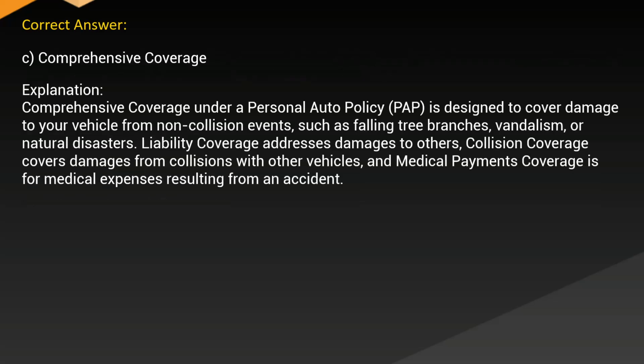Correct answer: C. Comprehensive coverage. Explanation: Comprehensive coverage under a personal auto policy (PAP) is designed to cover damage to your vehicle from non-collision events such as falling tree branches, vandalism, or natural disasters. Liability coverage addresses damages to others, collision coverage covers damages from collisions with other vehicles, and medical payments coverage is for medical expenses resulting from an accident.